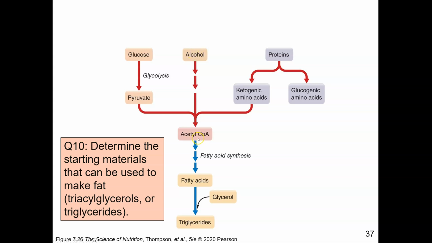Alcohol can do that too. Alcohol is broken down to acetyl-CoA, and again, you can use fatty acid synthesis. So if you have acetyl-CoA, you can use that to make fat. There are some proteins that we call ketogenic, and they form acetyl-CoA, again, which can form fat. There are glucogenic amino acids too. We'll talk about them later. They're actually used to make glucose, not fat.